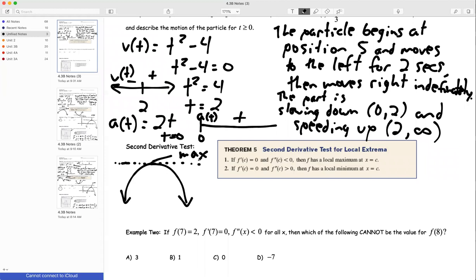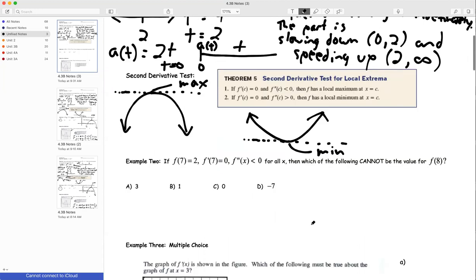And likewise, if I have a point and I have a horizontal tangent, but this time my second derivative is positive and my function is therefore concave up, then this point has to be a minimum.